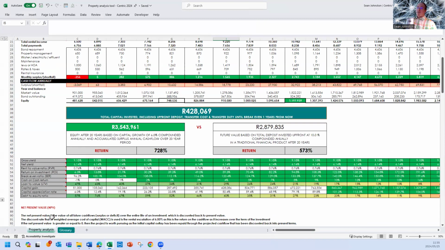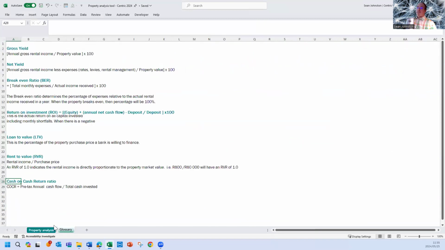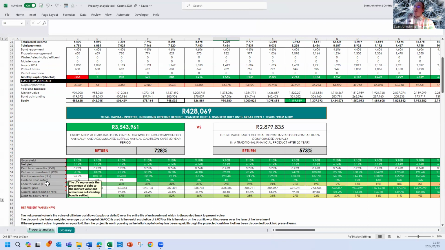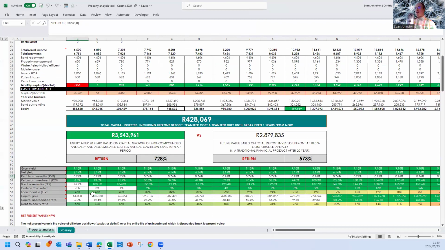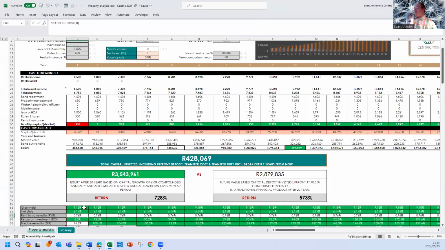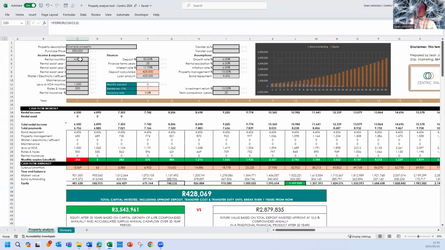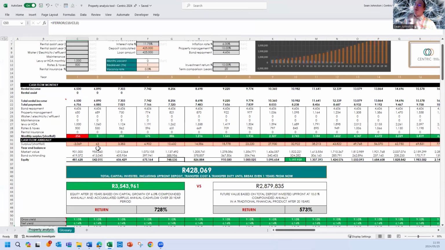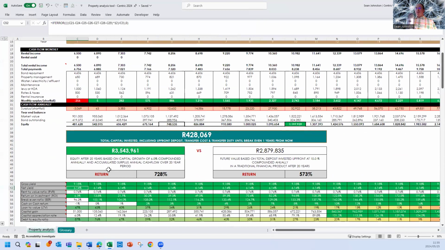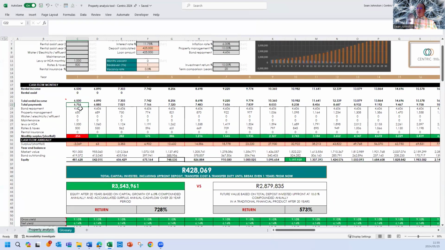There are some ratios over here with the glossary. These are just extra performance metrics one can look at here, your gross and net yield. These are the most common ones you're going to find on any investment property advertisement. The gross yield is essentially your rental times 12 divided by purchase price. Your net yield is taking your expenses, excluding your bond, because it's not linked to the property's performance.